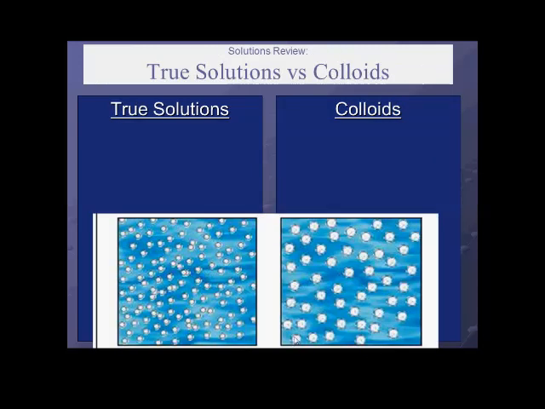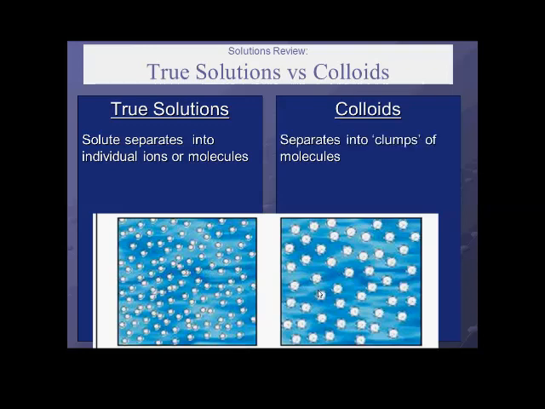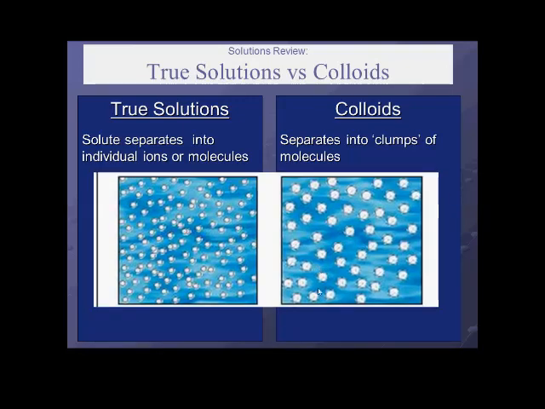Another thing we talked about in Chem 1 was the difference between true solutions and colloids, and the difference is size. In a true solution, your substances are separating and dissolving into individual ions or molecules. In a colloid, they're not breaking apart that completely. You're just getting clumps of molecules. So in a true solution, the size is less than a nanometer. We're talking about atoms and molecules, and those are less than 1 nanometer. In colloids, we're talking about clumps of molecules, so we're looking at between 1 to 1,000 nanometers.